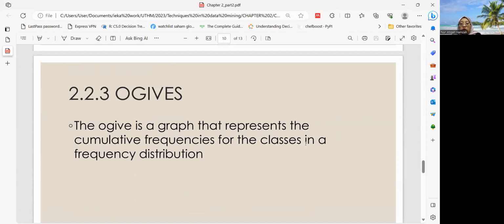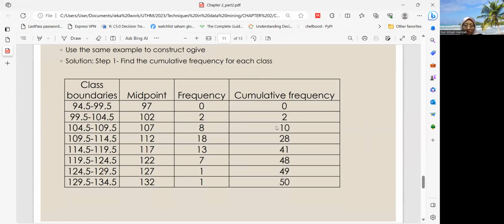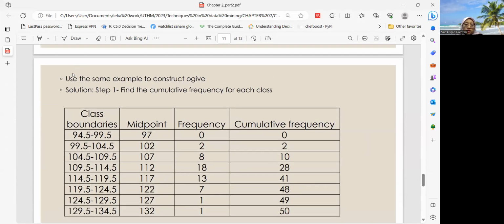The next one is ogive. The ogive is a graph that represents the cumulative frequency for the class in a frequency distribution. Okay, so we just use the same example. The step 1 is find the cumulative frequency for each class.